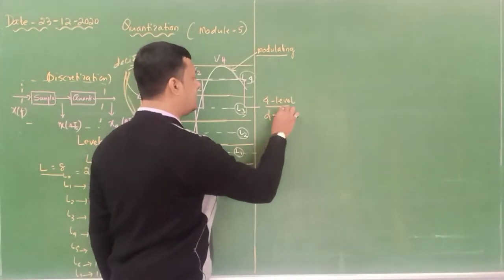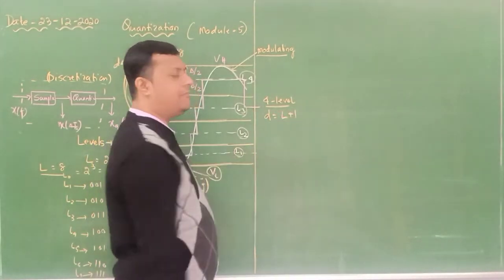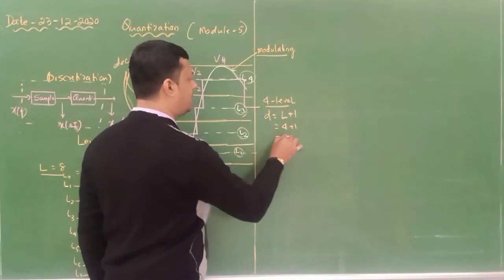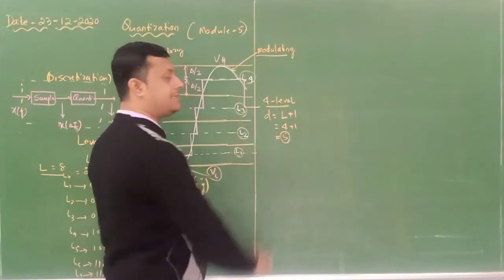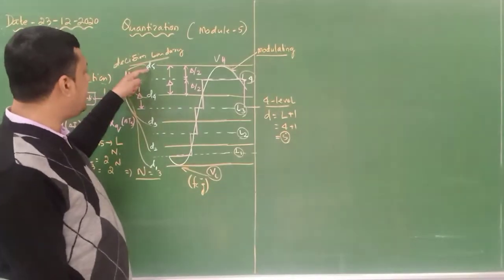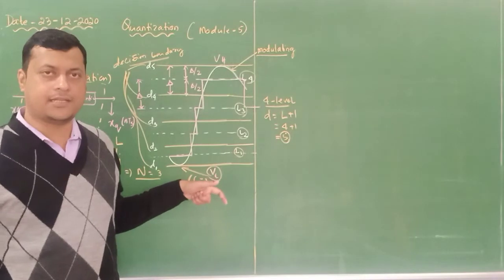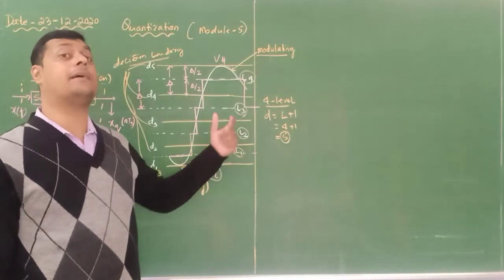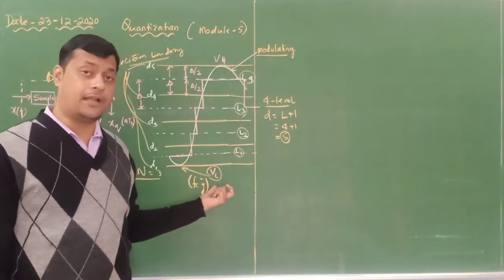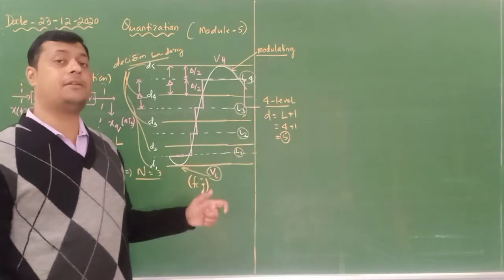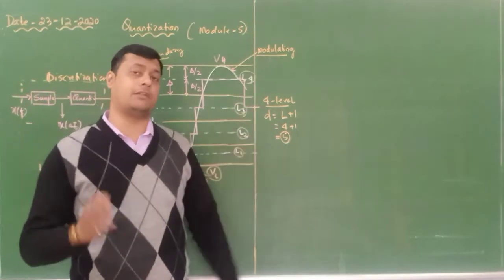So how many decision boundaries? The number of decision boundaries is the number of levels plus 1. So the number of levels is 4, 4 plus 1 is 5. So this is my decision boundary. You can see D5, D4, D3, D2, D1. So these are the decision levels, and the levels are one less than each particular value. So I can write D is equal to L plus 1. So the number of levels is 4, so the decision boundaries will be 5.